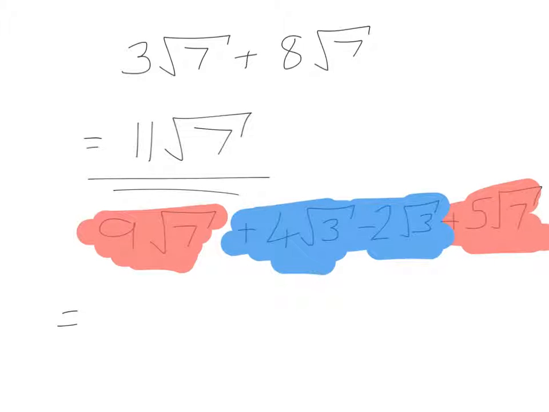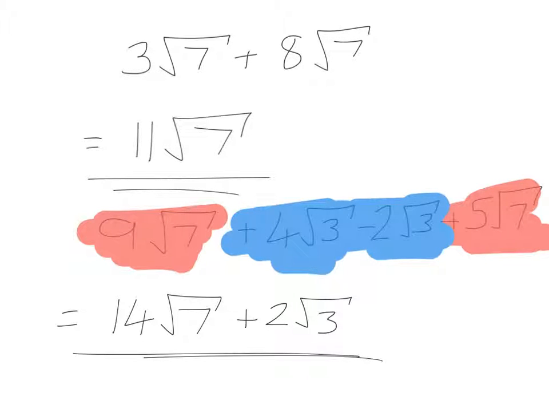Okay, so collecting my like terms, collecting my surds, 9 root 7 plus 5 root 7 is 14 root 7. And 4 root 3 take away 2 root 3 is plus 2 root 3. So we can only add together surds that are the same, and then we'd have to treat other surds separately.